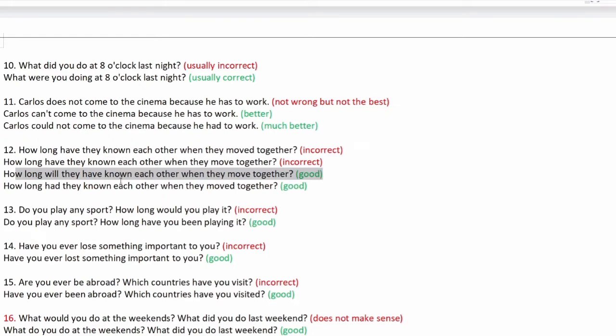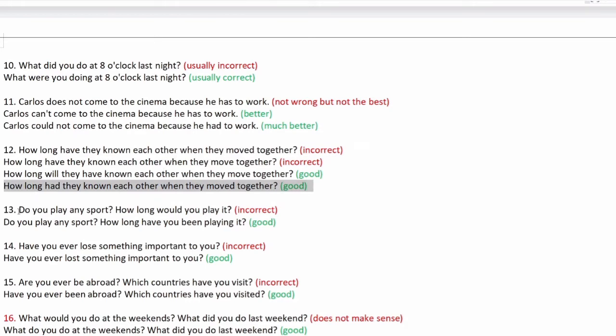So at that point, at that moment when they move in together, how long will they have known each other? Right, now that makes perfect sense. And now, how long had they known each other when they moved in together? Whatever. So now that makes the best sense, and that's the sort of sentence you will use most frequently in your real life situations.